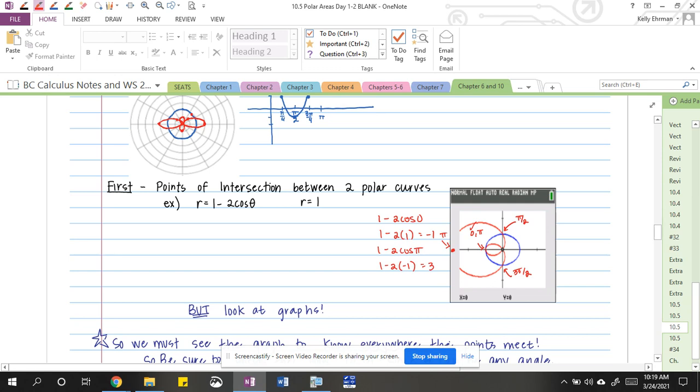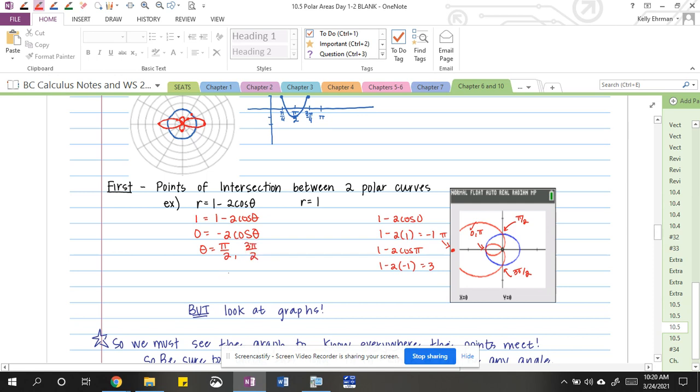Okay, so what are the points of intersection? I can look at the graph. What if I don't have the graphs to look at, though? So I would be saying, all right, where is 1 equal to 1 minus 2 cosine theta? I can get some of the angles here. When is cosine theta equal to 0? At pi over 2 and 3 pi over 2.